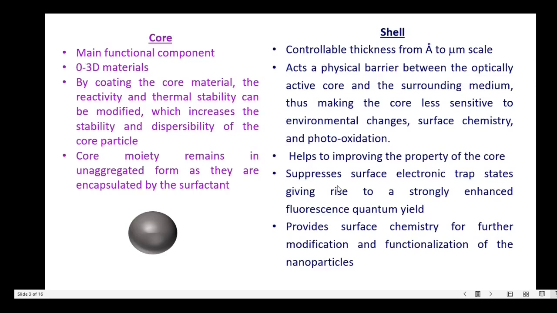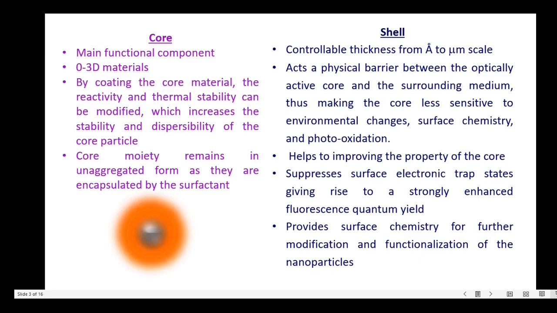Next one is a very important characteristic, that is suppression of surface electronic trap states. In quantum dot based optoelectronic devices, surface electronic trap states induce the non-radiative recombination, which strongly affects the fluorescence quantum yield. But with the shell material, one can suppress the surface electronic trap states, which gives rise to strongly enhanced fluorescence quantum yield. As well, coating the core material with a layer of shell material provides the surface chemistry. That means one can have a precise control over tailoring the surface properties of the core material. So thus it modifies the functionalization of the nanoparticles.